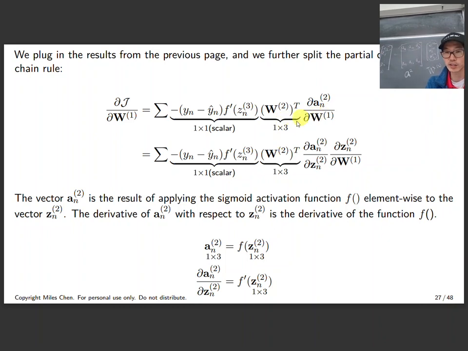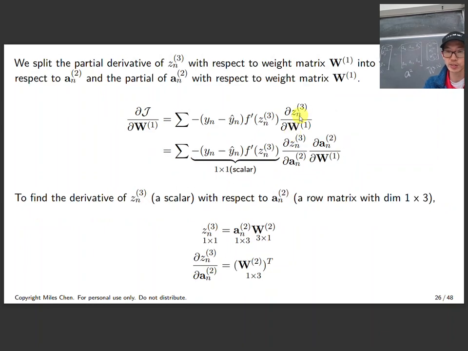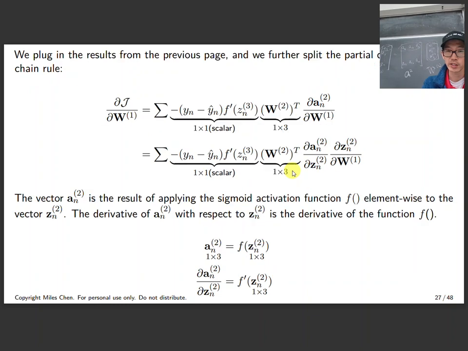How does Zn3 change with respect to A2? It's going to be W2 transpose. Now I want to know, how does A2 change with respect to W1? So we further split that into, how does A2 change with respect to Zn2, and how does Zn2 change with respect to W1? Much like the logic we had before, An2 is just the result of applying our logistic function to Zn2. So the derivative of that with respect to Zn2 is just going to be f prime Zn2. So we'll throw that in here.